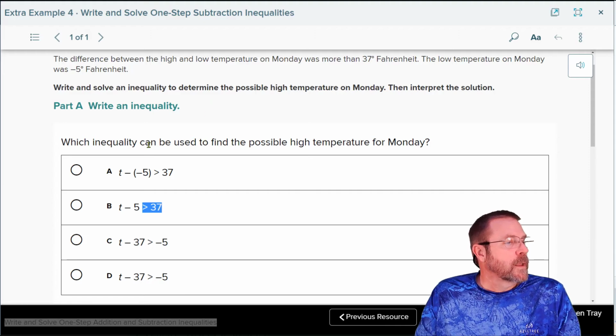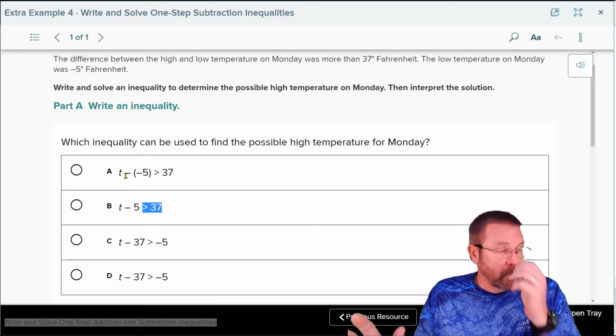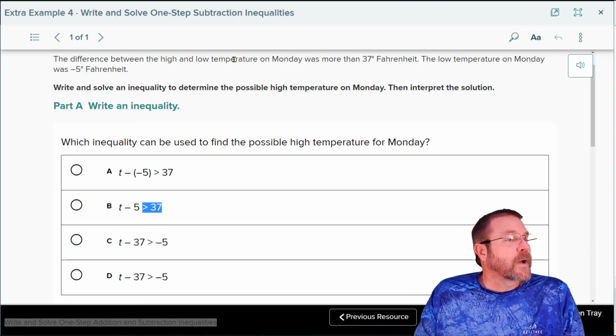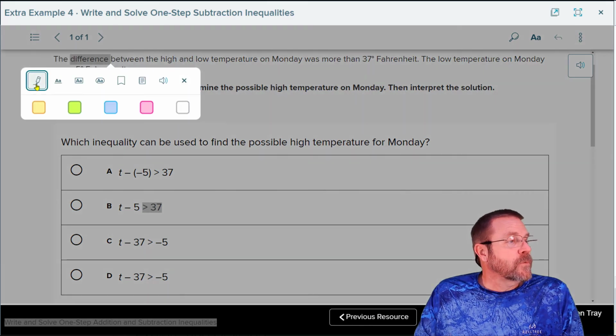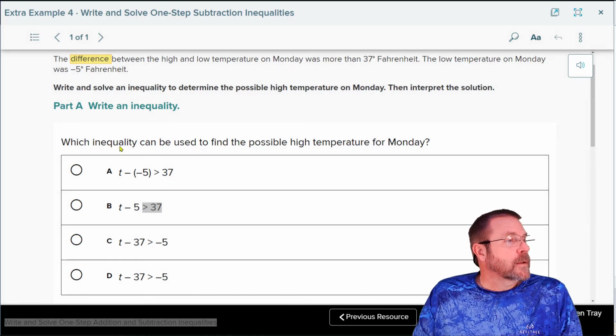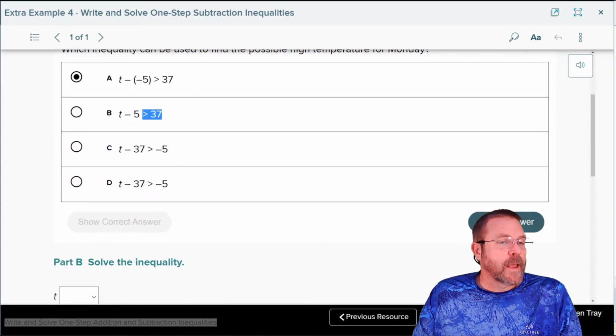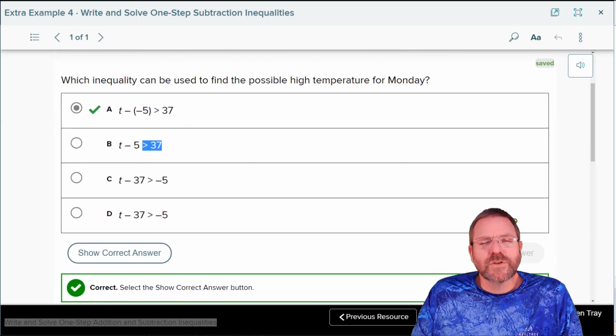So remember, this is tricky because we're dealing with negatives here and subtraction. It wants us to find the difference, and the difference, as you recall, is the answer to a subtraction problem. So right here, I can say the high temperature, minus your low temperature, and the low temperature was going to be -5. That in and of itself is going to be our equation.